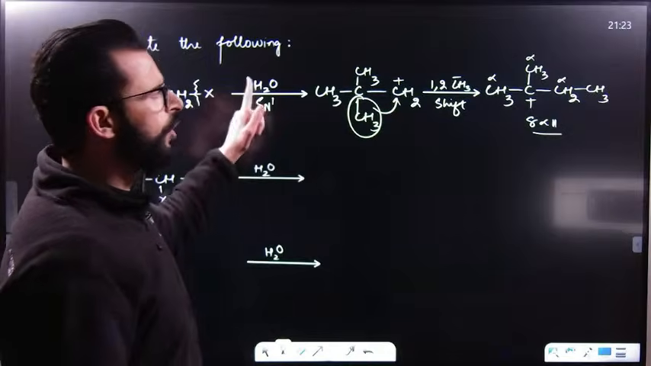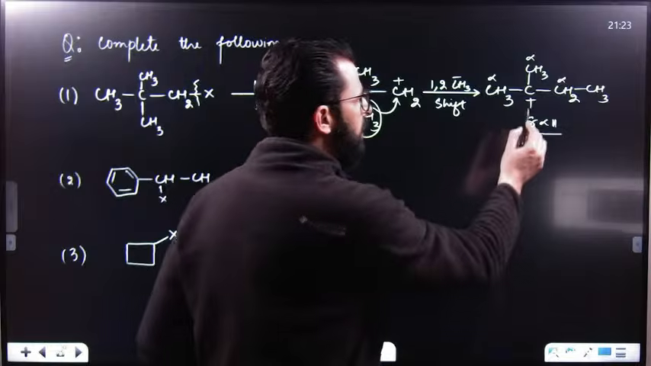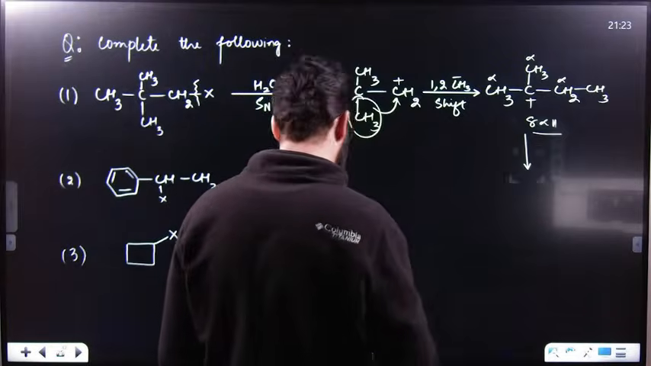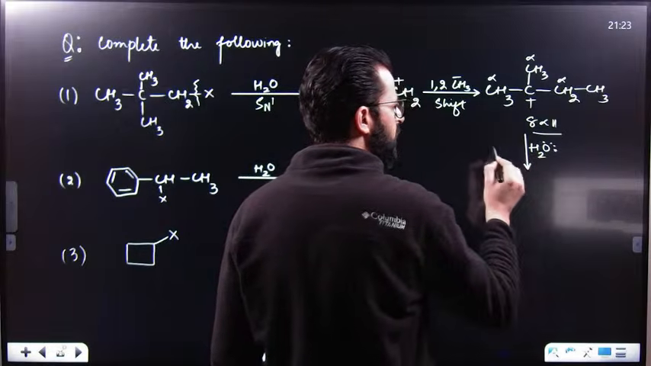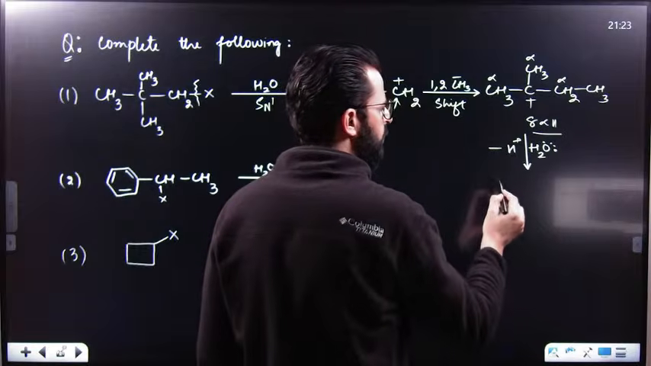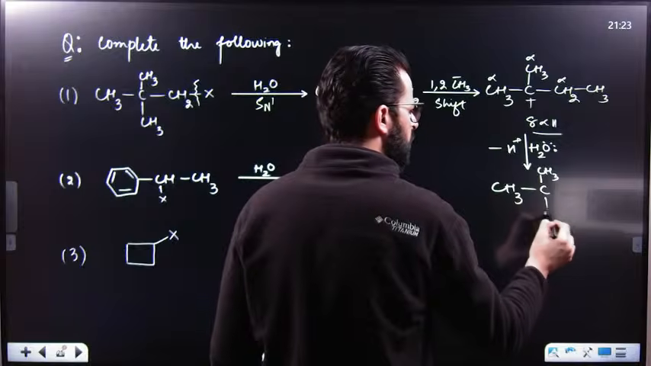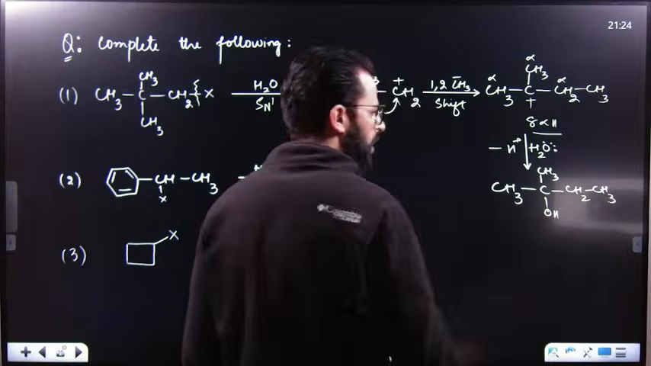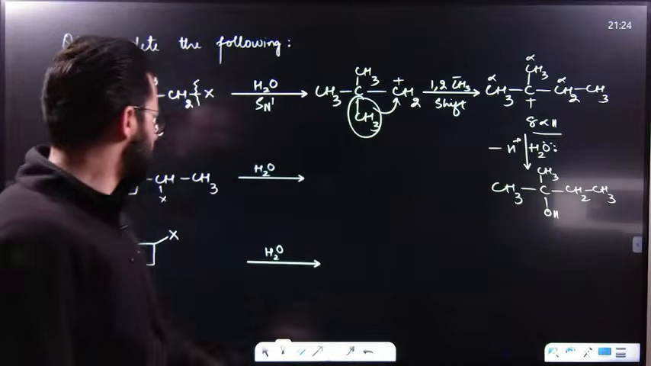After that, water will act as a nucleophile, that means this is solvolysis or hydrolysis. Water will attack on this, and as we know water is a neutral nucleophile, it finally loses H positive and it will result in the formation of CH3, CH3, here it will be OH and this will be CH2, CH3. I hope this is clear to you because here rearrangement takes place.